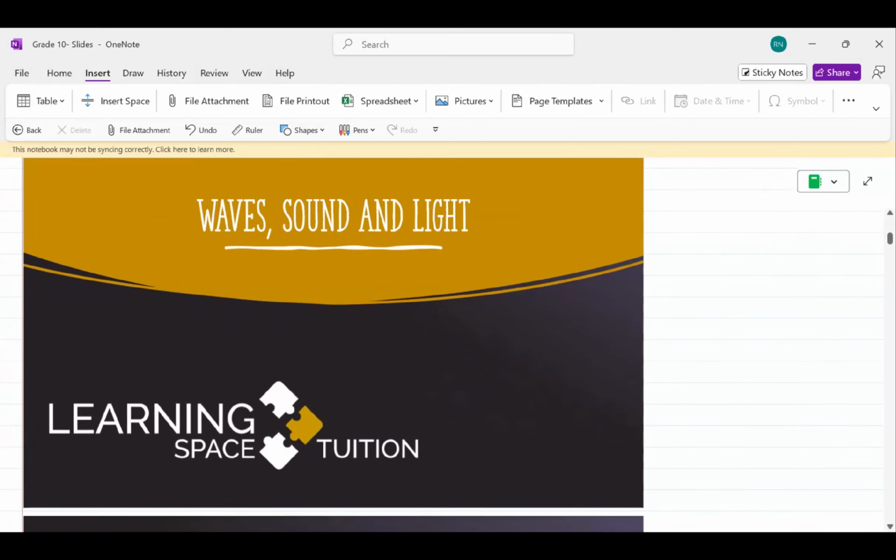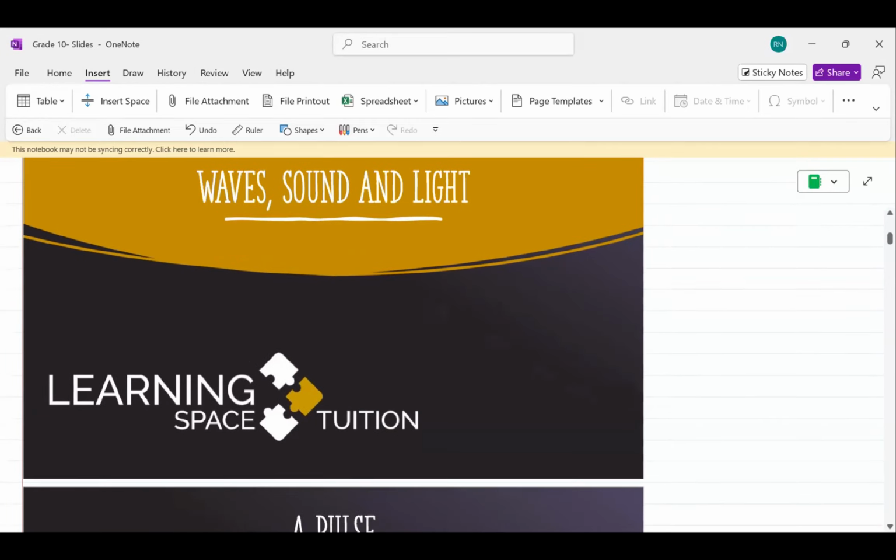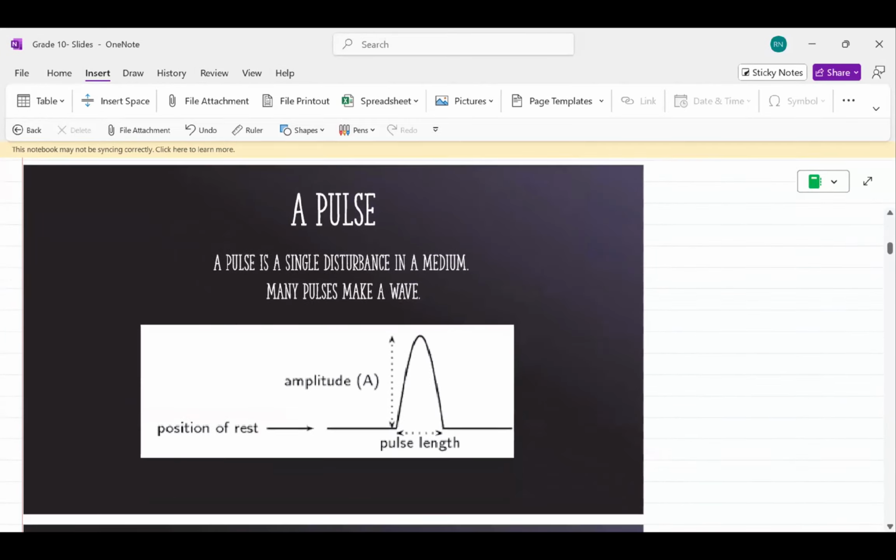Okay, so first off is sound and light and waves, right? Now this is a fairly simple section. If you remember how to apply all the formulas and you remember what all your definitions are, you really shouldn't struggle that much. So first of all, when we look at waves, we first start off with what is known as a pulse. Now, a pulse is a single disturbance in a medium, right?